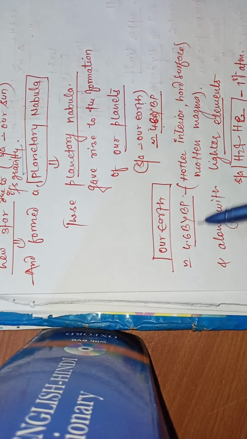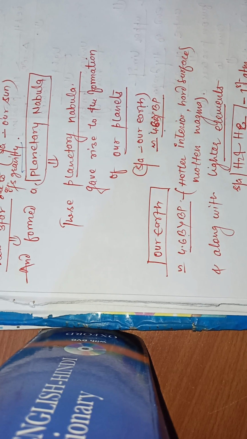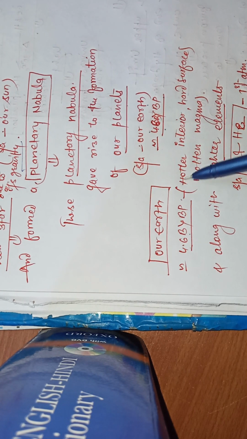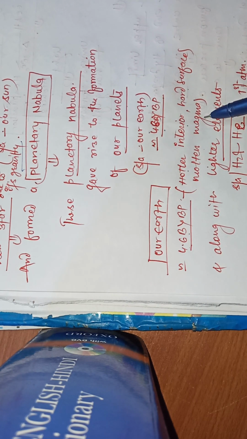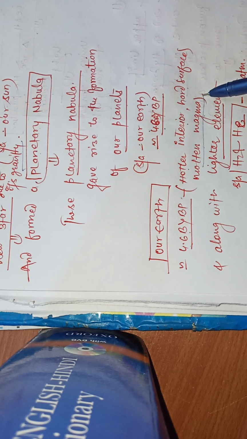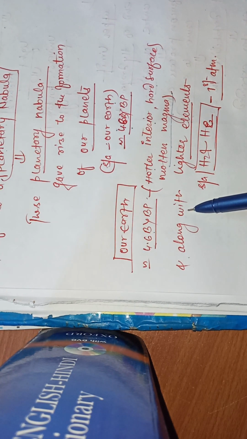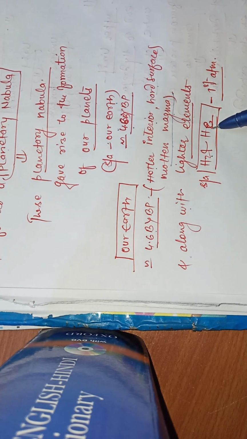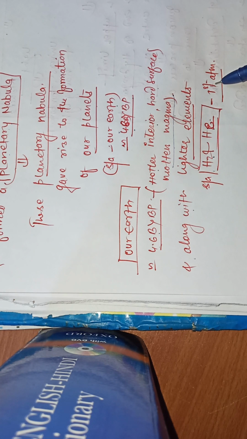So our Earth formed around 4.6 billion years before present, and in its initial form it had a hotter interior, a hard surface and molten magma. This molten magma has some significant importance in the future. Along with the lighter elements such as hydrogen and helium, these formed the first atmosphere of the earth. So dear, we are concluding today's session, and we have learned how the earth has come into existence.